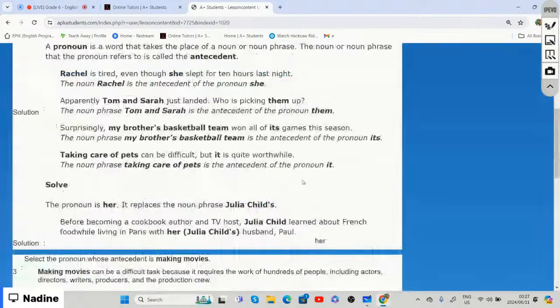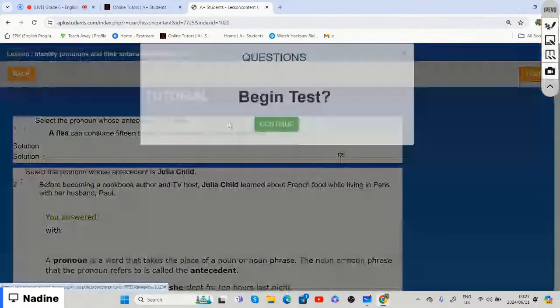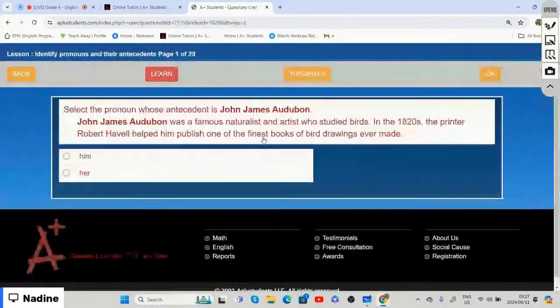All right, now let's go to our test, where we're going to identify pronouns and antecedents. And it says we need to select the pronoun whose antecedent is John James Audubon.